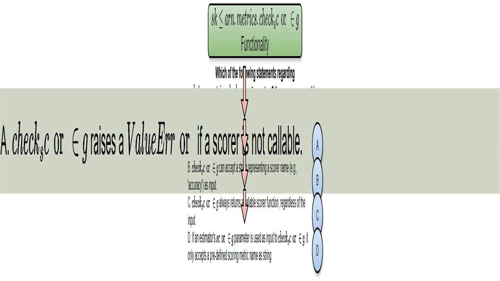This statement is saying that if you try to give check_scoring something that isn't a function, or something that can't be turned into a function, like a string representing a valid scoring metric, it will throw an error, specifically a value error. That's how it lets you know you messed up the input.